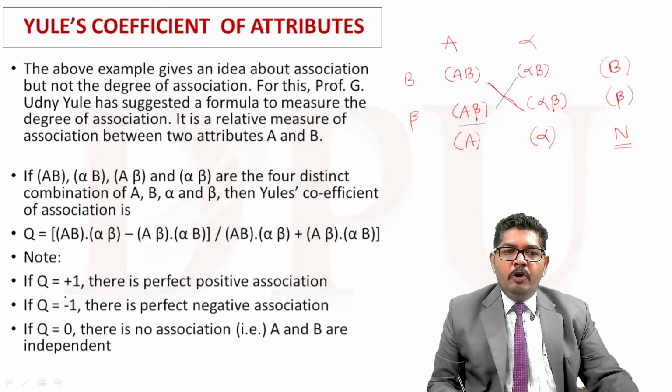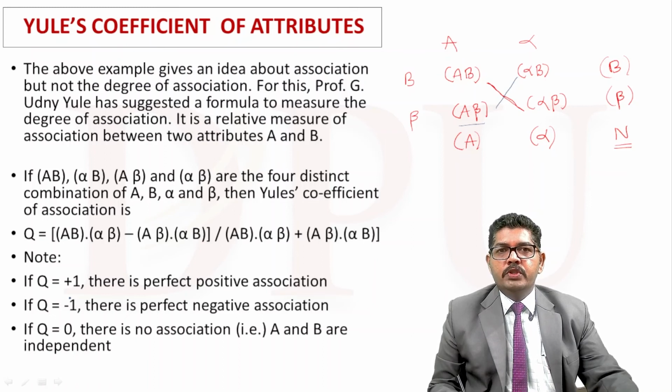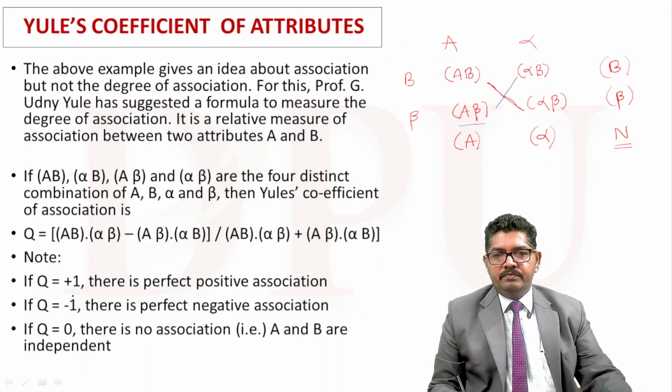If the value of Yule's coefficient is +1, we say that there is a perfect positive association. If the value of Q is -1, we say that there is a perfect negative association between the variables. And if the value of Yule's coefficient Q is equal to 0, we say that there is no association, and A and B are independent.